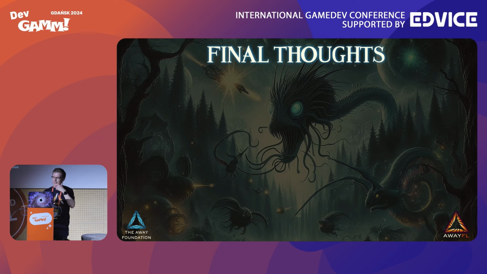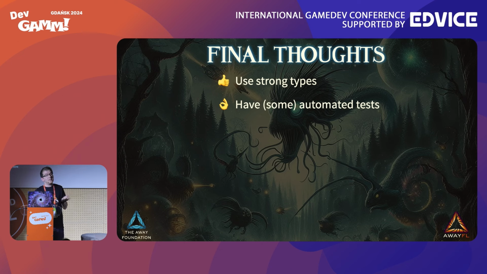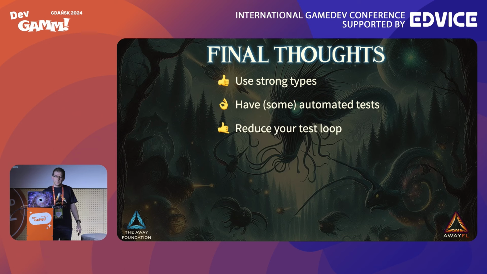So some final thoughts we have. When trying to fix bugs, use strong types initially. That's always a good idea. We use TypeScript because everything's running in a web browser. JavaScript is obviously also an option, but TypeScript gives you that additional security and saves you from syntax bugs. Have some automated tests. I'm not saying don't have any, but I don't think they're a panacea, and it's good to balance that with actual bug fixing time. If you've got something that's a long way into the game, reduce your test loop so that you can actually iterate quickly.